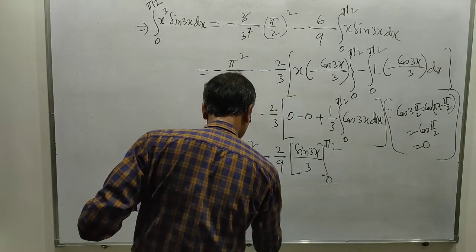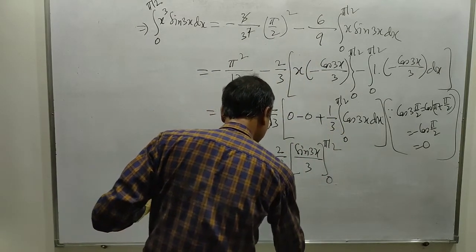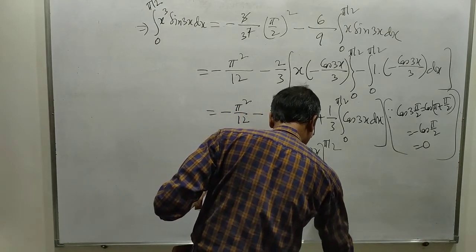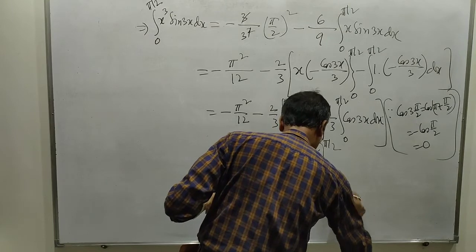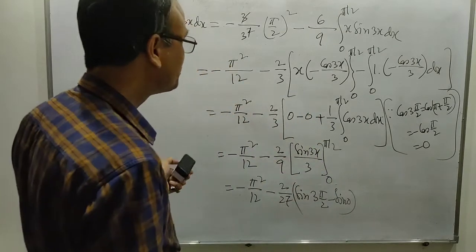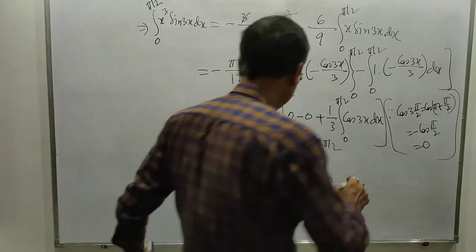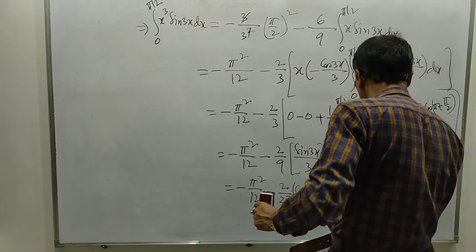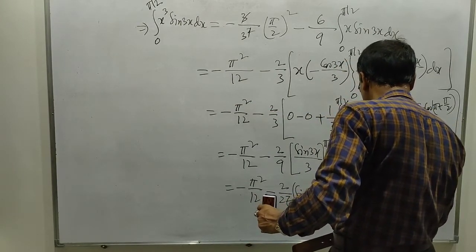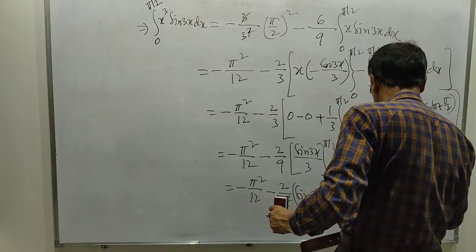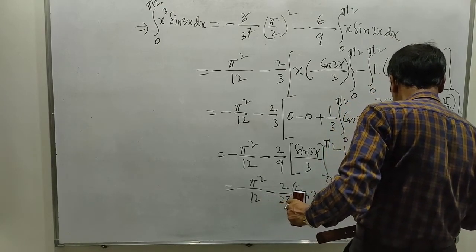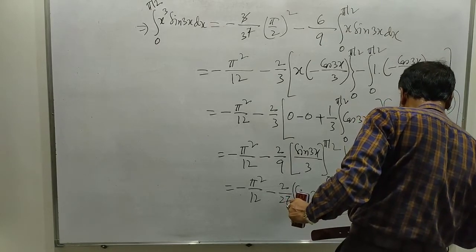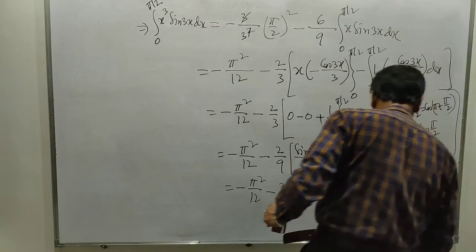This is equal to minus pi square by 12 minus 2 by 27 [sin(3π/2) − sin 0]. Now, sine 3 times pi by 2 is equal to sine (pi plus pi by 2), which is equal to minus sine pi by 2.